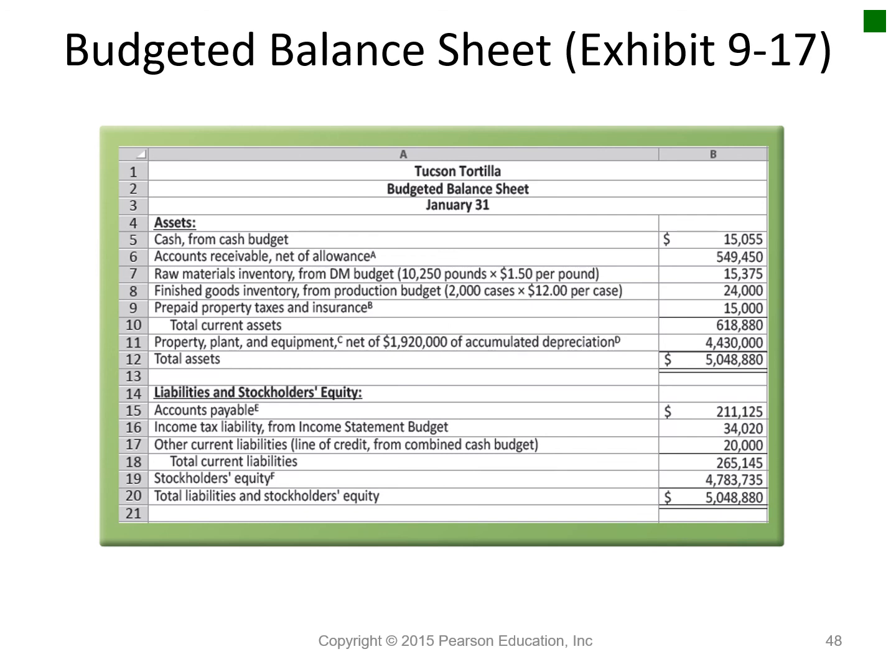And then finally, you can do your budgeted balance sheet. And again, this is pulled in from all of your other budgets. Notice they give you cash from the cash budget, accounts receivable, net of allowance.